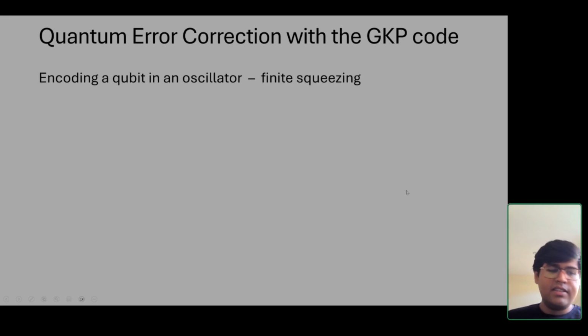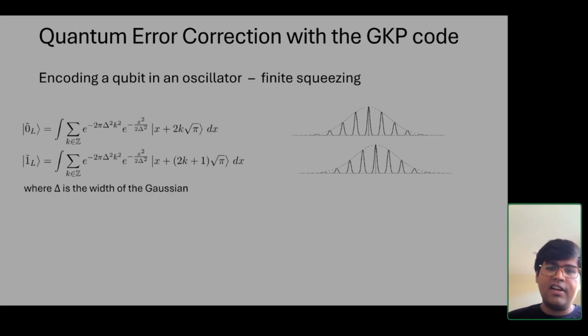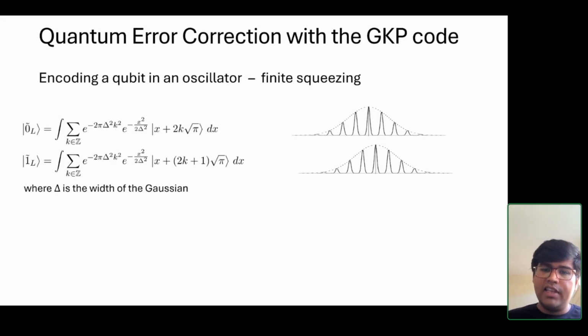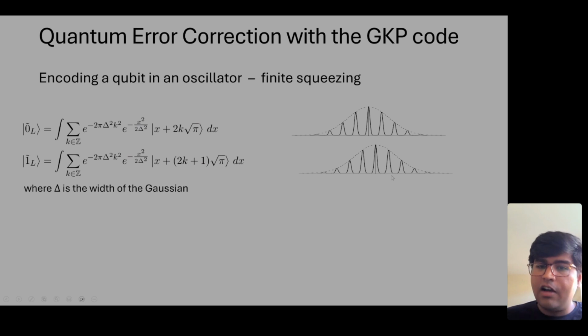But in practice, these Dirac deltas are not physical, and neither is summing from minus infinity to infinity. So in practice, what people use are these states with finite squeezing. You approximate Dirac deltas with Gaussians, which have very small width. And moreover, instead of going from minus infinity to infinity, you also have a Gaussian envelope, which tapers off the Gaussians that are further away.